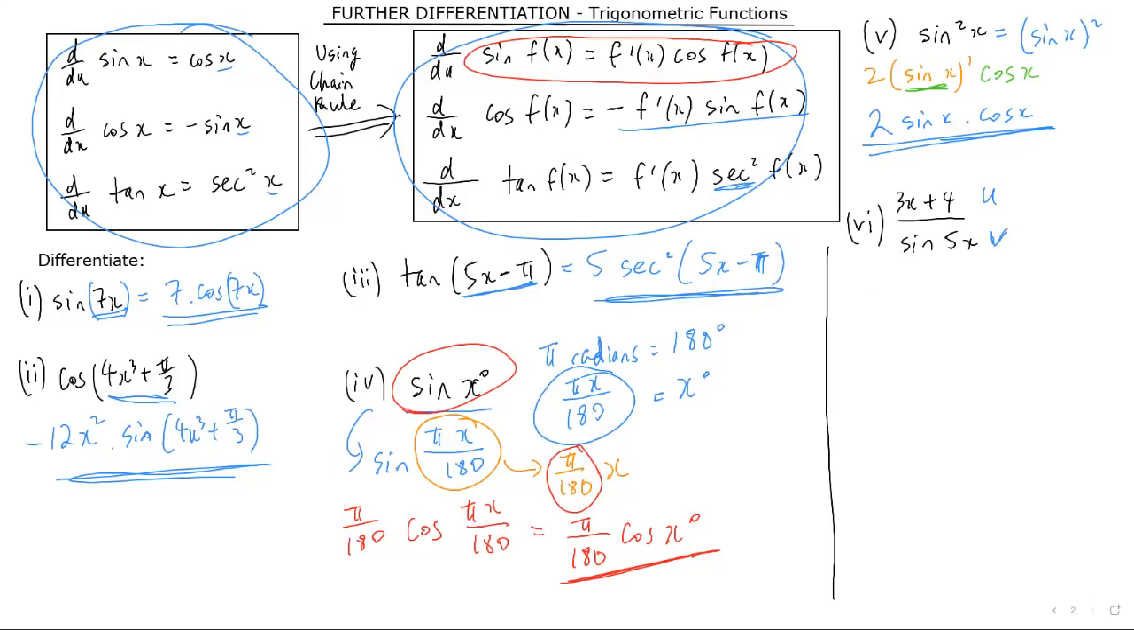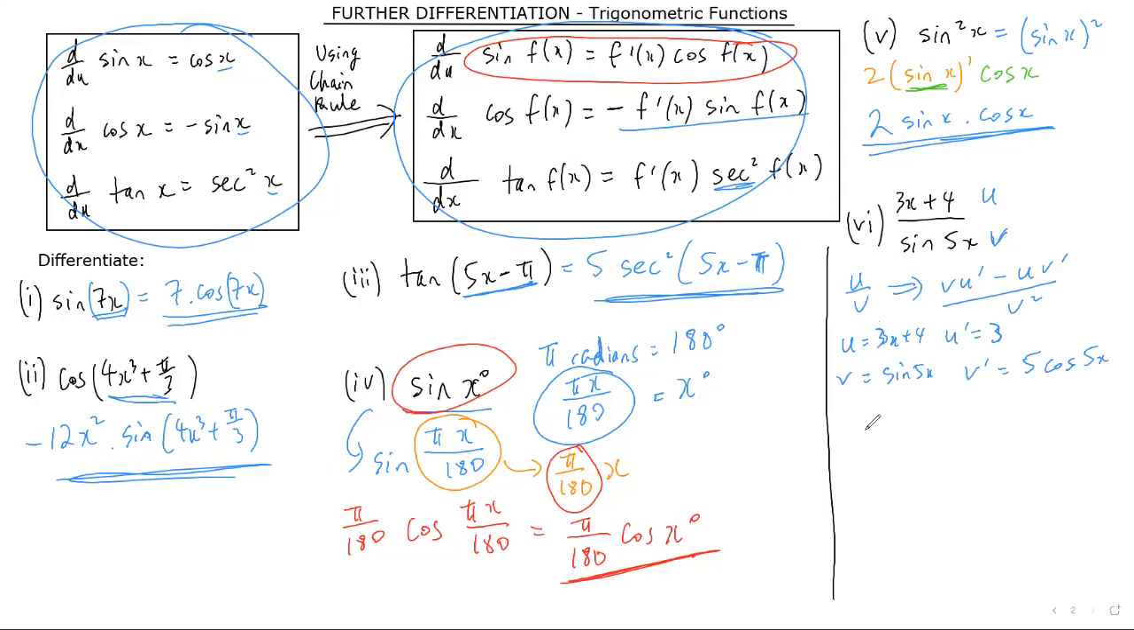And the quotient rule says that if you've got u over v, then the differentiation of that would be equal to v u dash minus u v dash over v squared. So in this case, we've got u is equal to 3x plus 4. So u dash would be equal to 3. We've got v, which is equal to sine 5x. So v dash would be equal to 5 cos 5x.